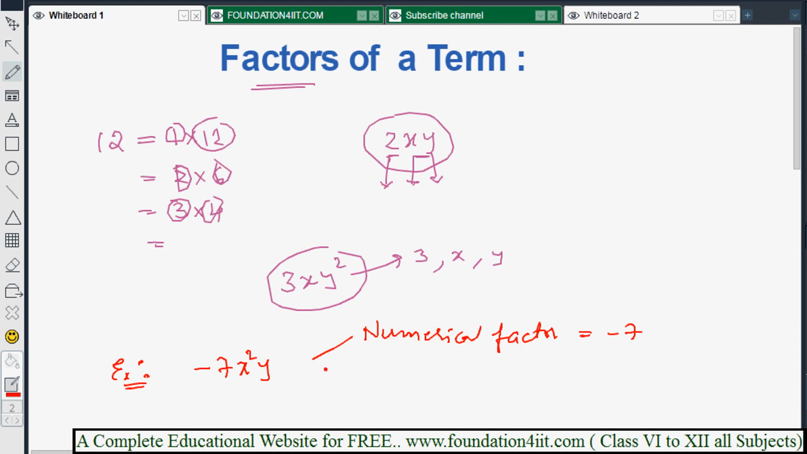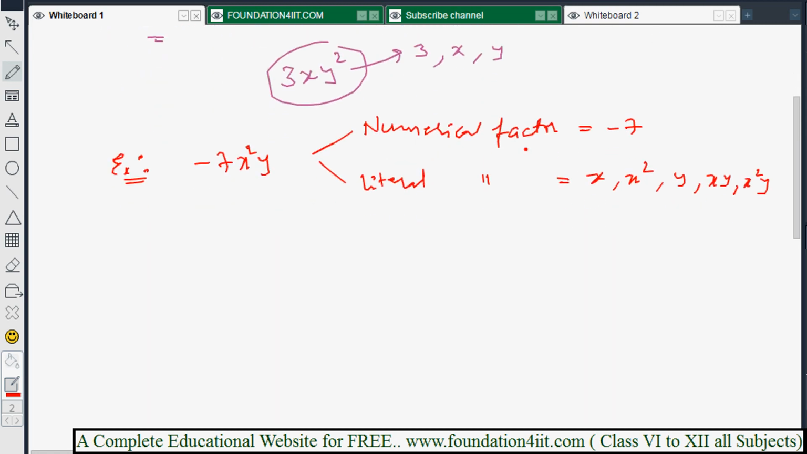These are all combinations. Because 7 is not a factor of any other, that's it, only minus 7. But when you take the literal factors, the literal or variable ones: x individually you can take as 1, and x square, y, xy and x square y all come under literal factors. So for any example, we can separate the numerical and the literal factors. These are the factors of a term.